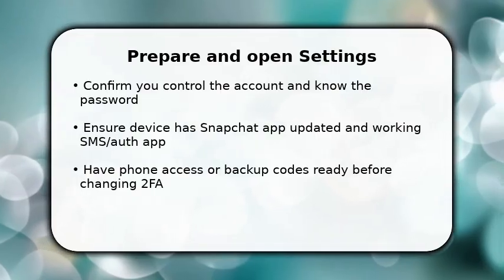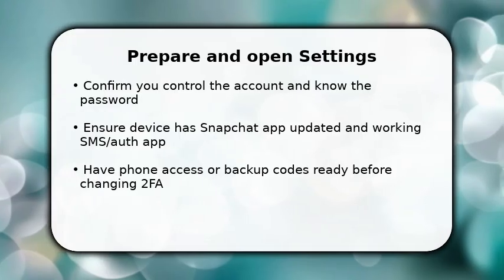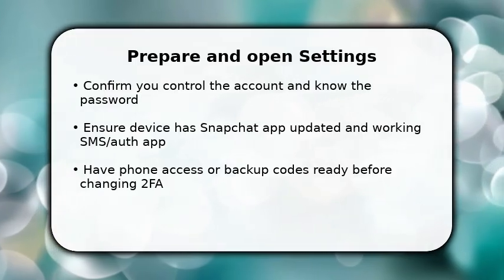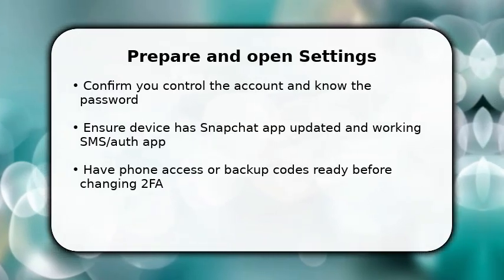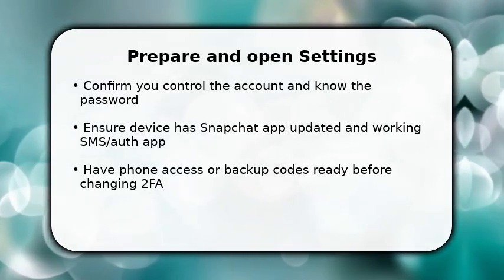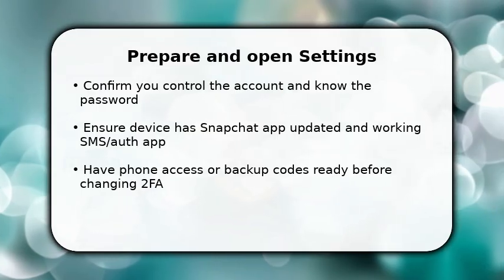You start by confirming you control the account and can receive codes, otherwise you may lock yourself out. Once logged in, open Snapchat and tap your profile, then the gear icon to reach settings. Make sure your phone number or authentication app is accessible.